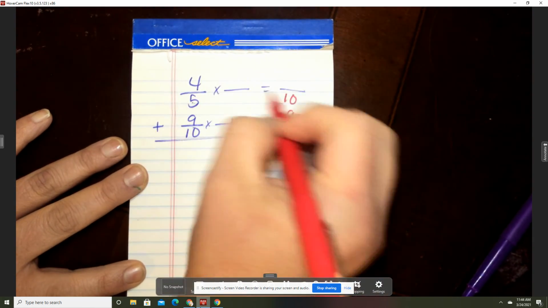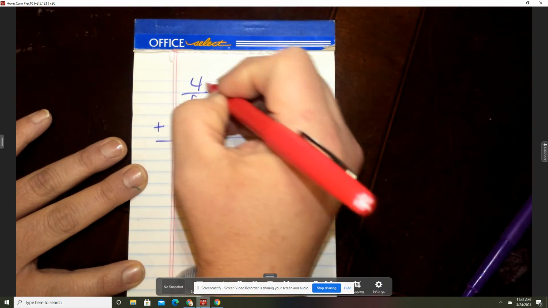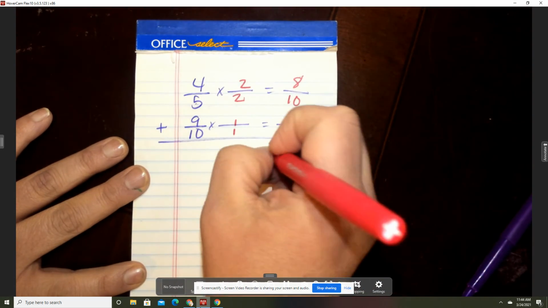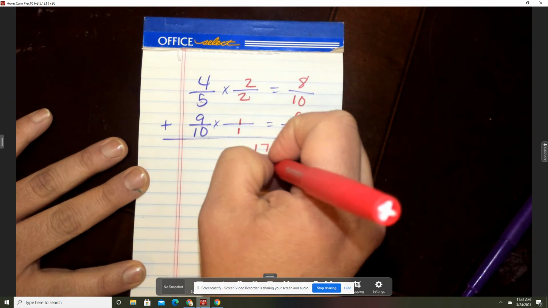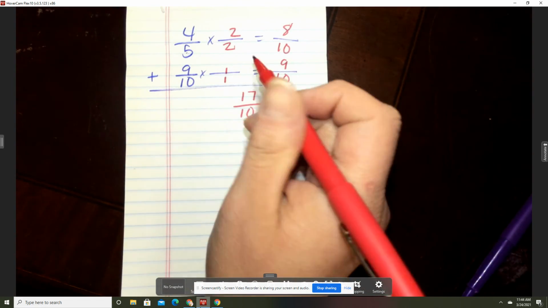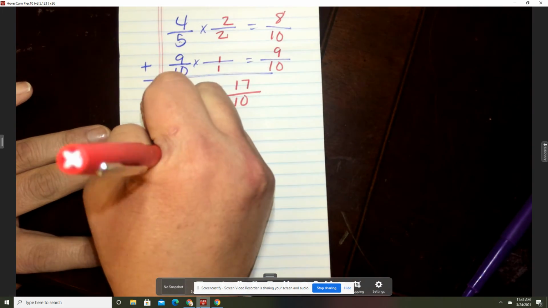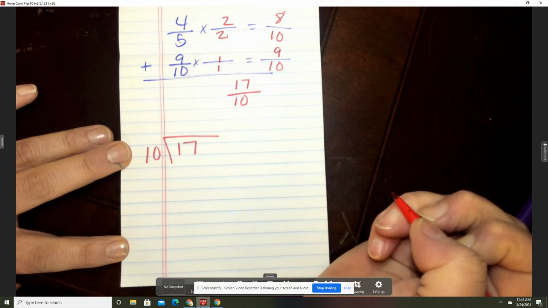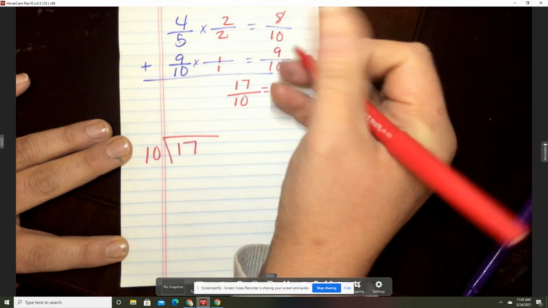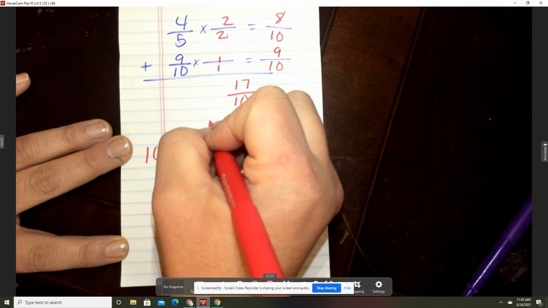And now I'm going to think, well, 5 times 2 will get me 10. What I do to the bottom, I do to the top. 4 times 2 is 8. So I'm adding here. 8 plus 9 is 17. And then I've got my 10. I can't leave that. I need to reduce this by taking this improper fraction and turning it into a mixed number. So I'm going to take 17 and divide it by 10, because remember, that's how we fix it. We take this improper fraction and turn it into a mixed number. How many times will 10 go into 17?